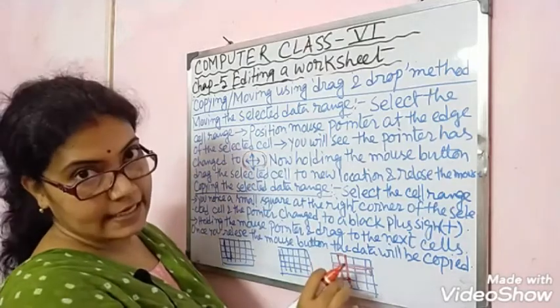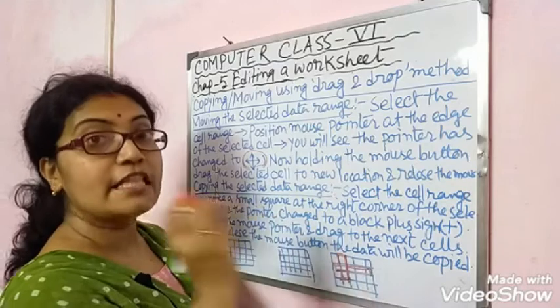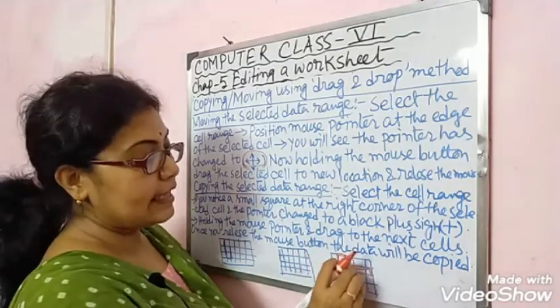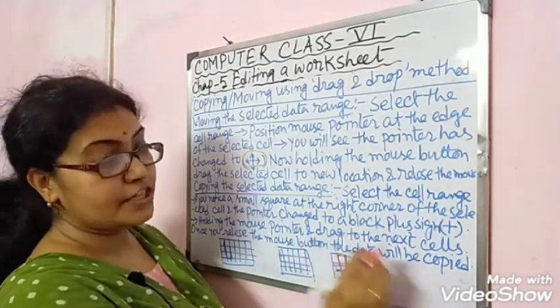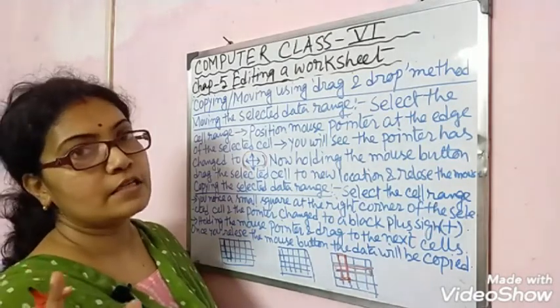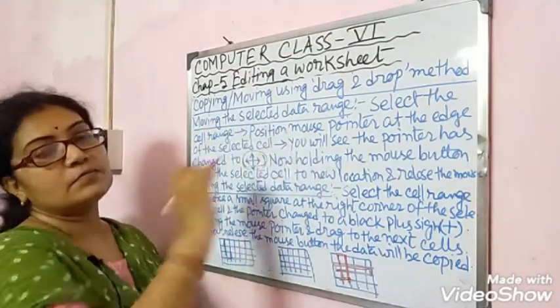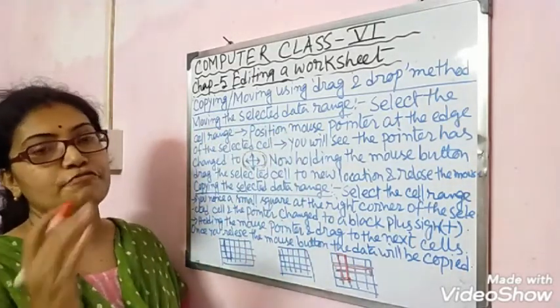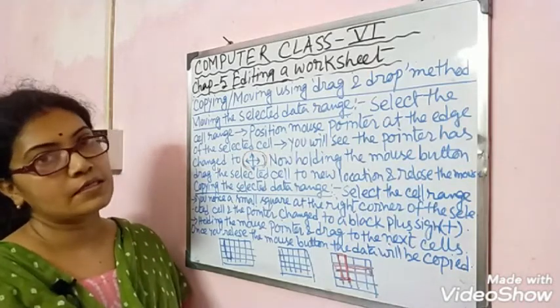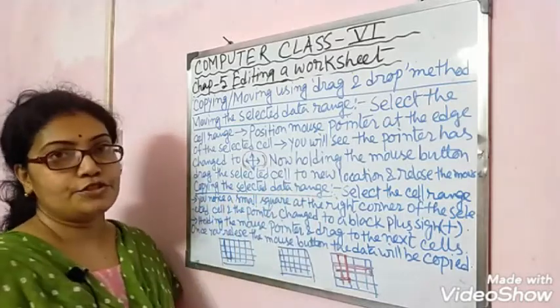You just click and drag with the help of the mouse button. Then you reach the desired location, then you release the mouse button. You will see the data will be moving from here to there. Understand? Next point, copying the selected data range.